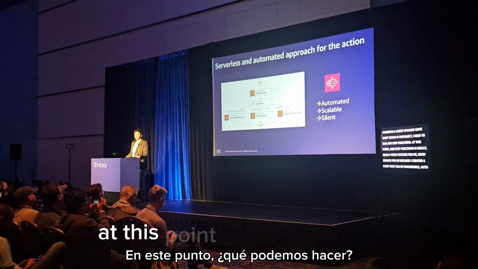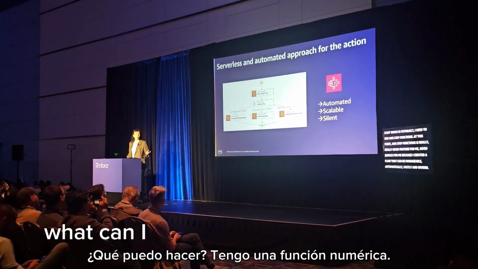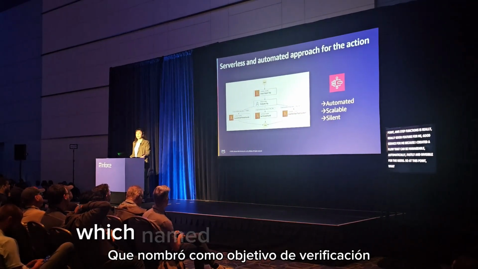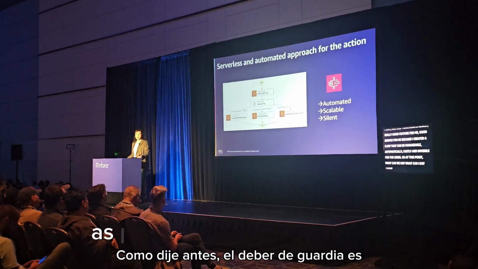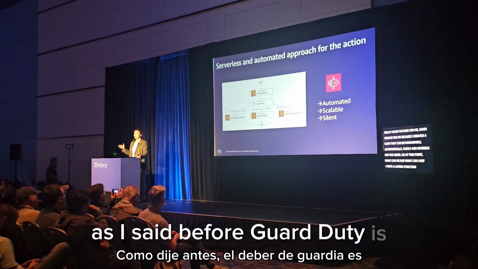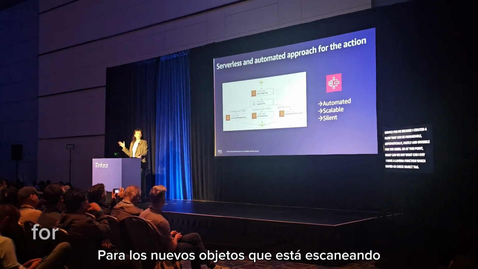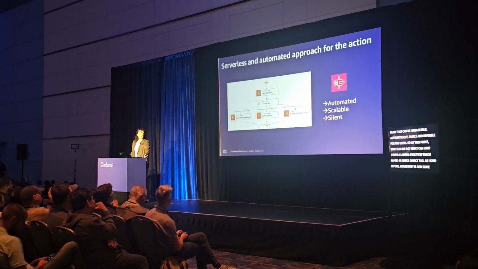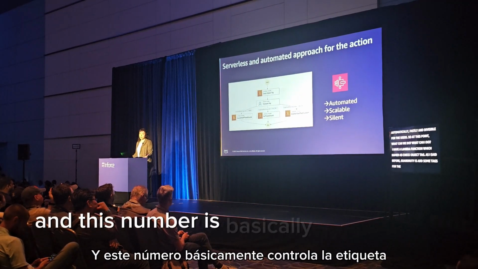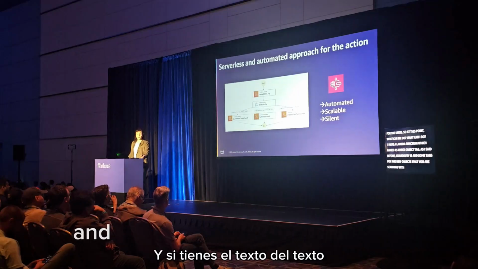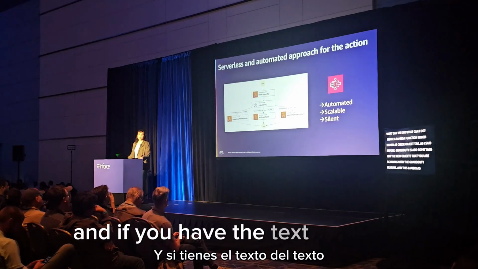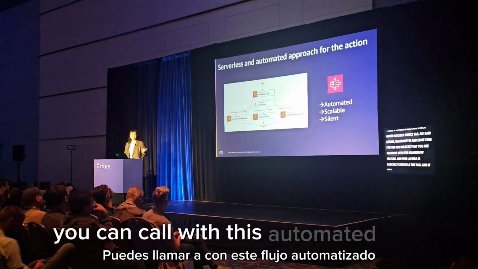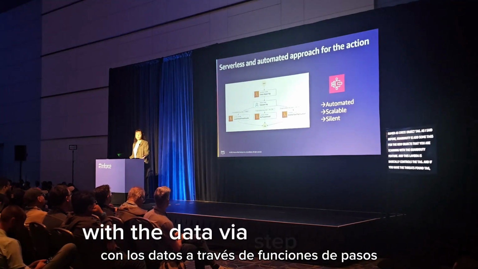At this point, what can we do? I have a Lambda function named check object tag. As I said before, GuardDuty adds tags to the new objects that you are scanning with the GuardDuty feature, and this Lambda basically checks the tag. If you have the threats found tag, you can continue this automated flow with AWS Step Functions.